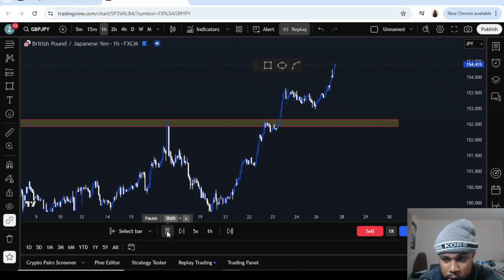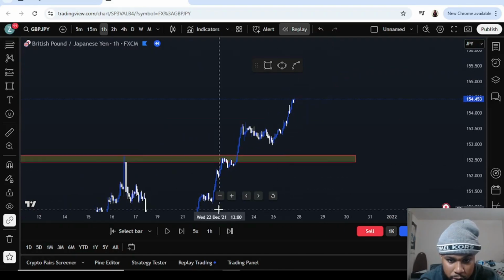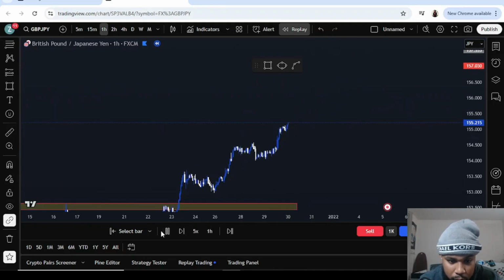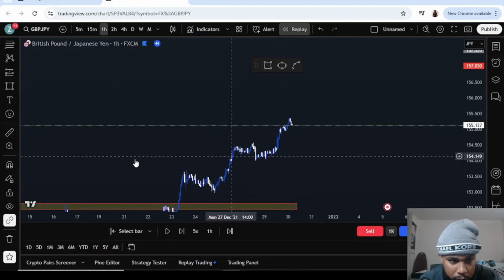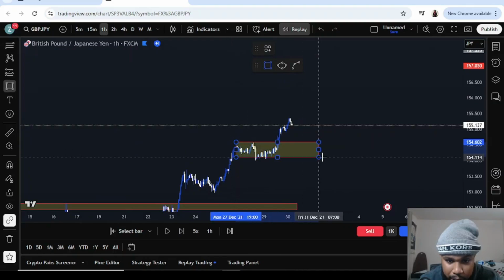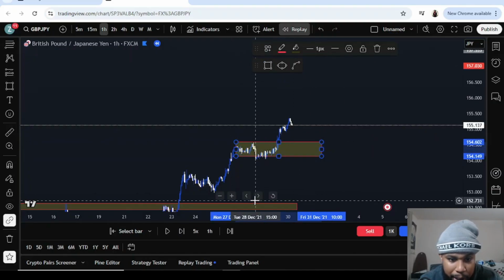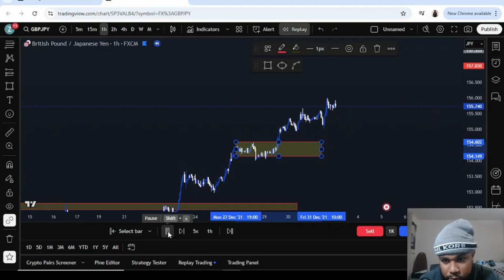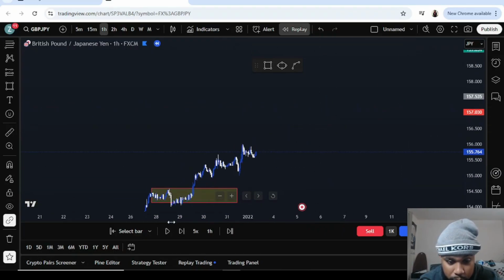Let's see. It is not coming back. So we're going to let it do its thing. Try to ride out the trend, because we're definitely in the buy trend now. Still just doing its own thing. Let's see if we can come back to this area, and then buy back up again, just to ride the trend. No. It's just going to keep going.